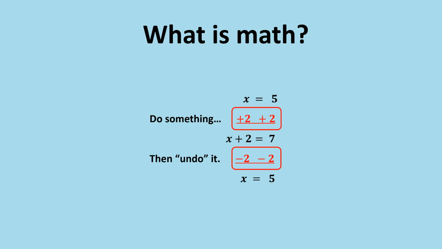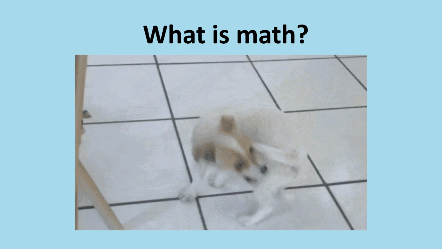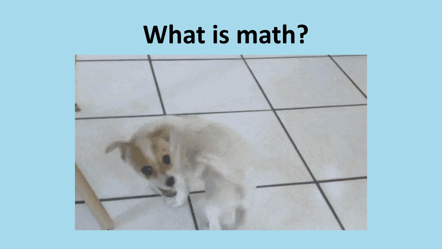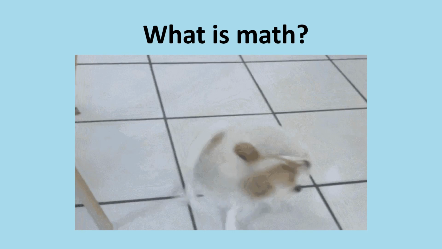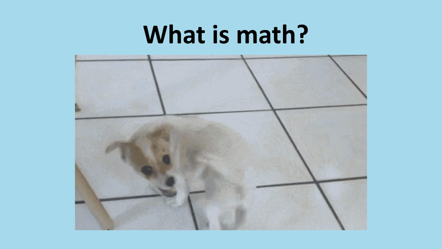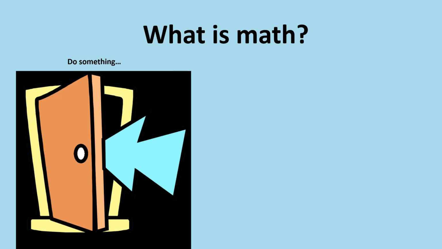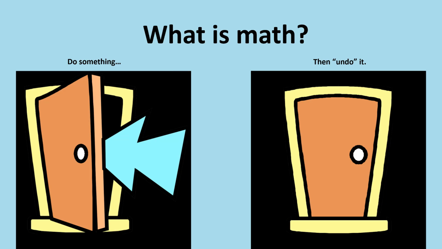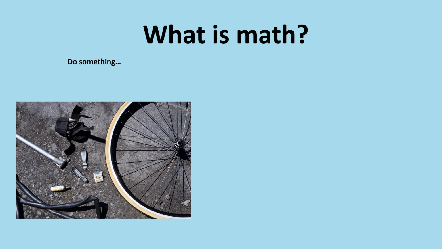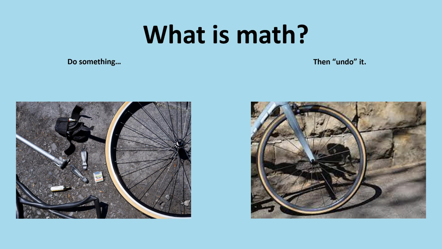If that sounds kind of silly, if it sounds like going around in circles, you may be right, but there's a lot of value in learning how to do and undo something, and there are many things in life that work like this. On the very simple end, we open and we close doors. A slightly more complicated task would be taking things apart and putting them back together.